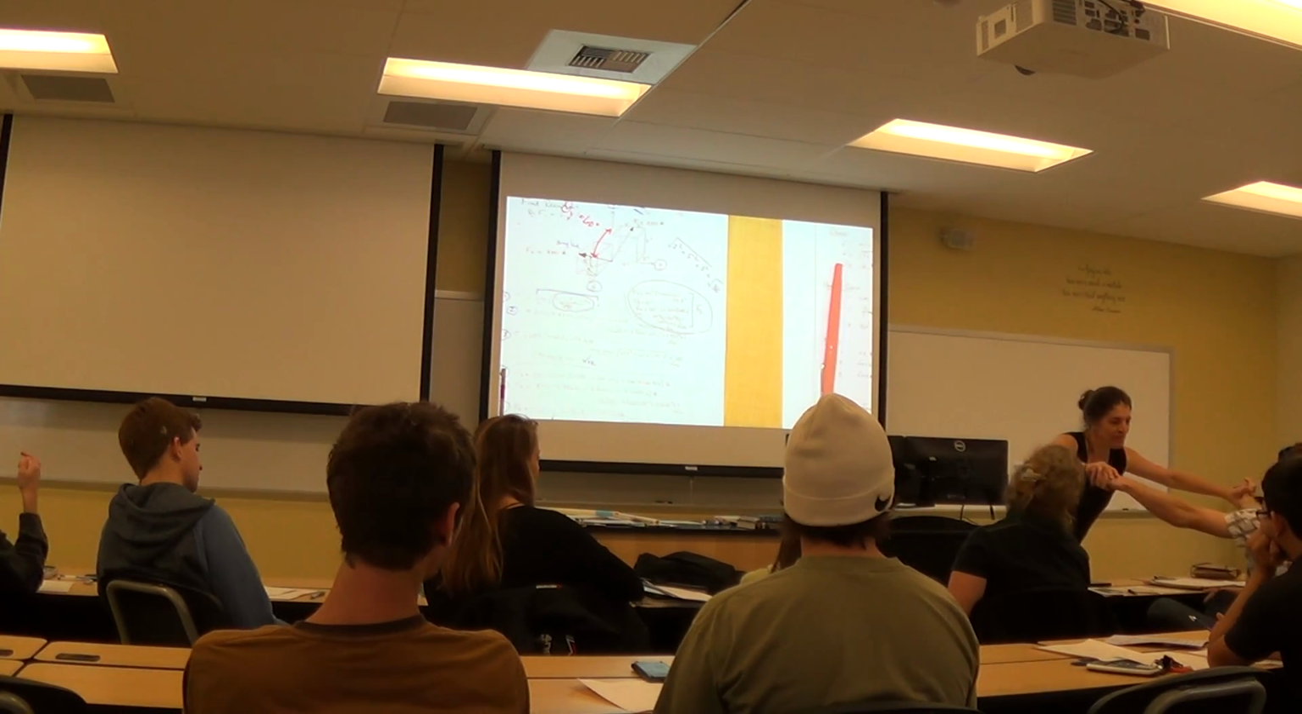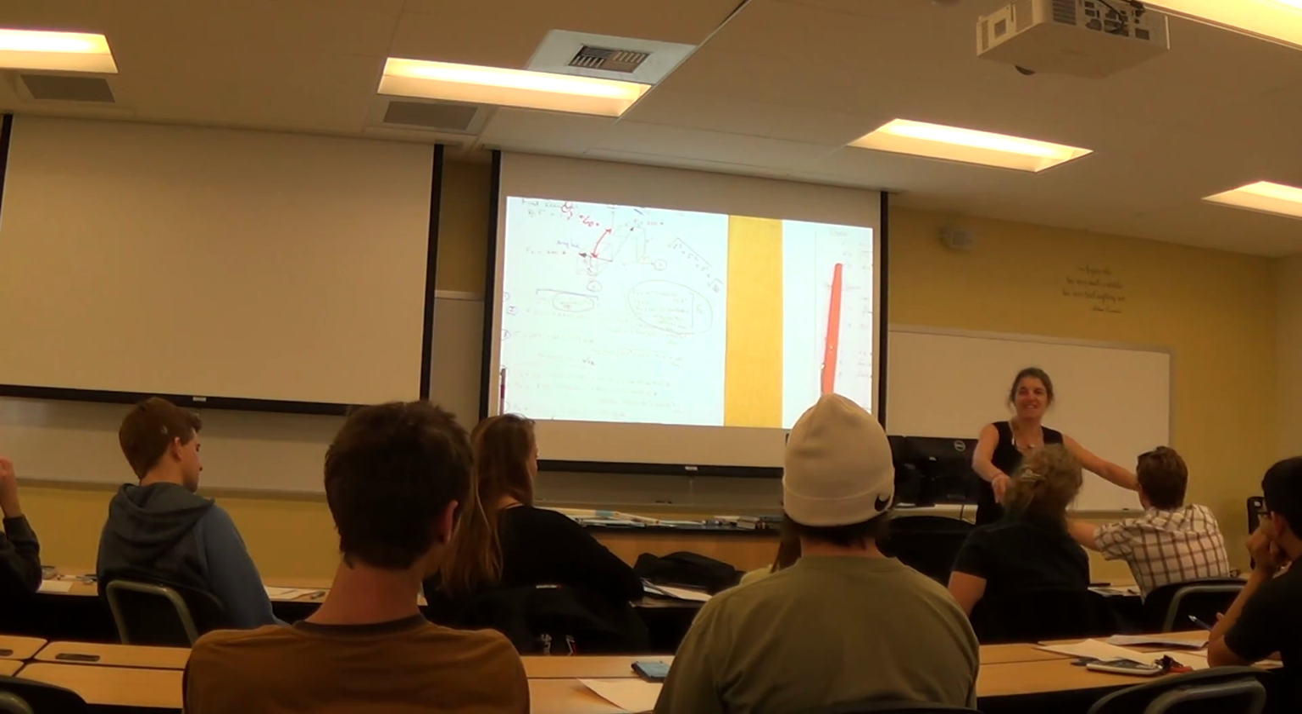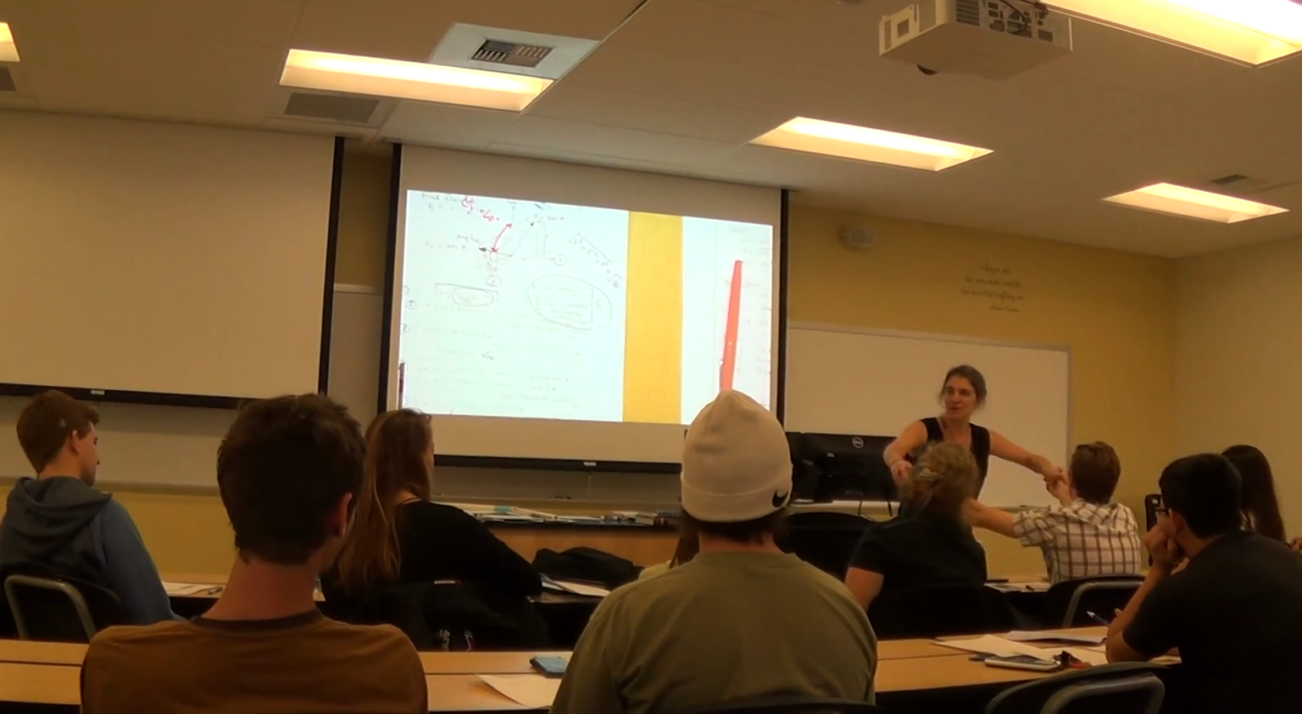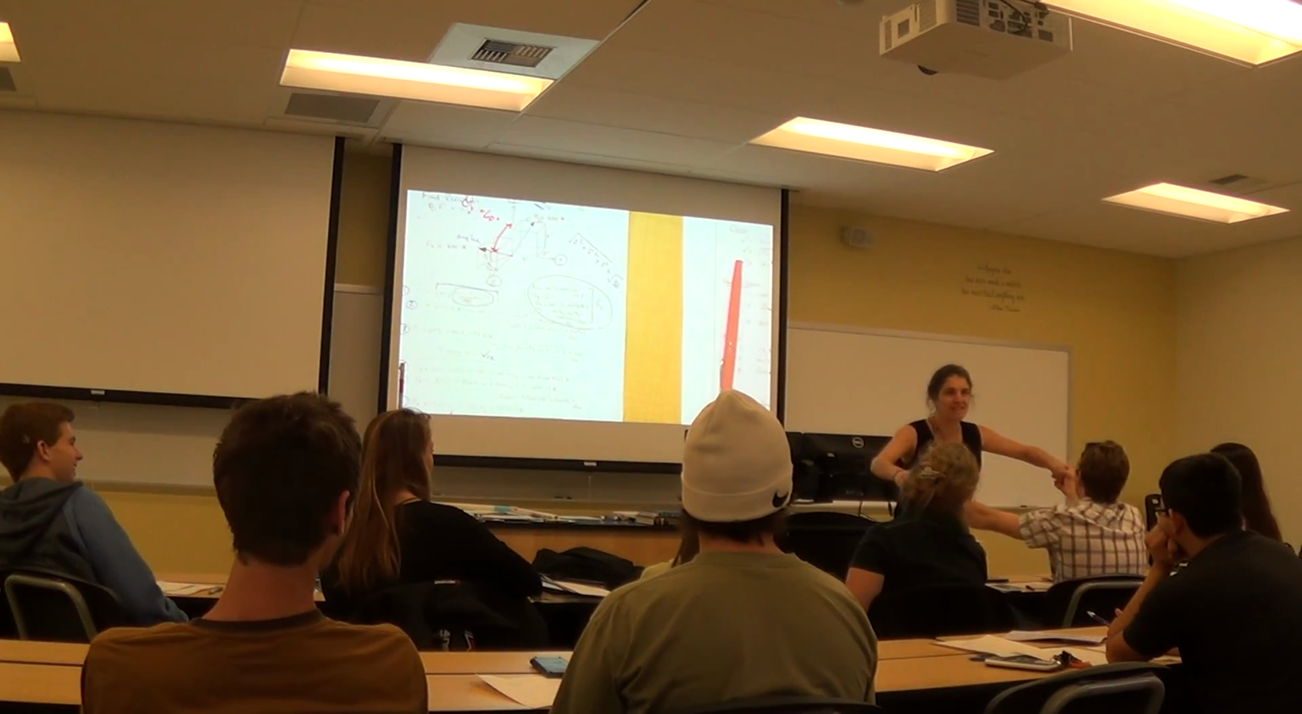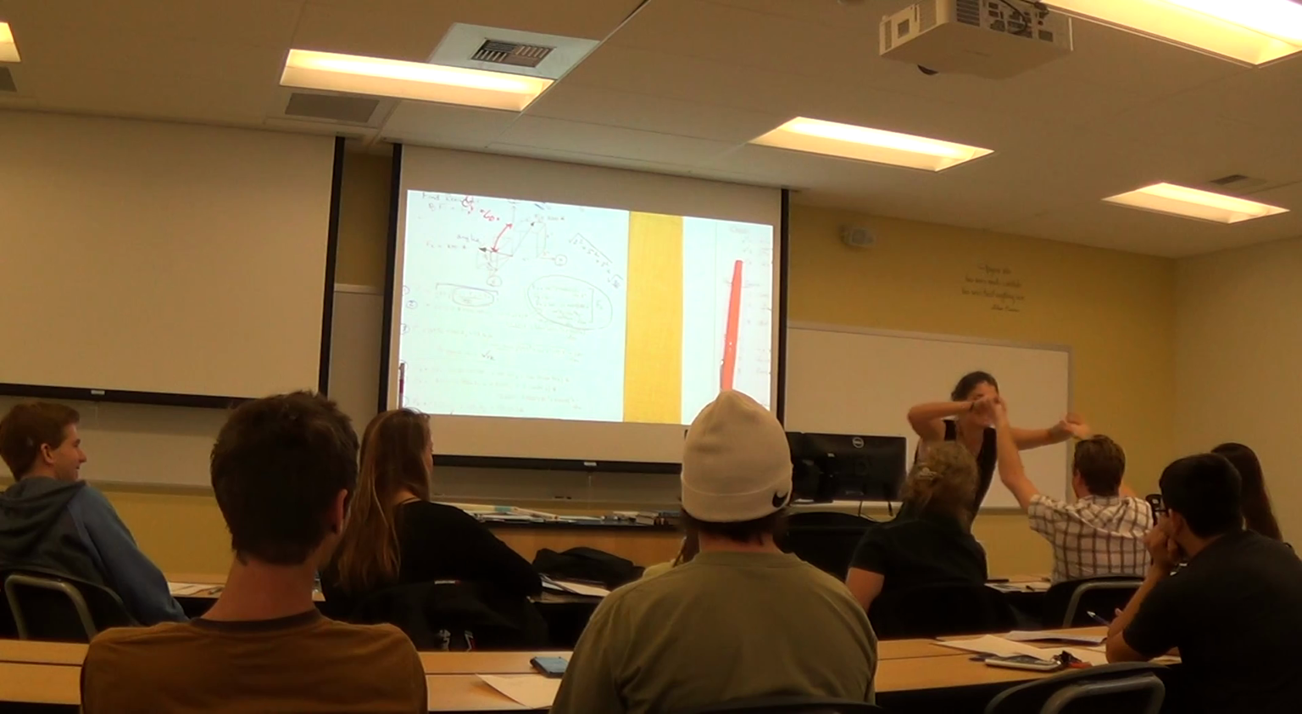I'm pulling him this way, pulling him this way, but in the end, the resultant is he's coming right to me. Right? So all I have to do is take the x's, add them together, add the y's, add the z's.